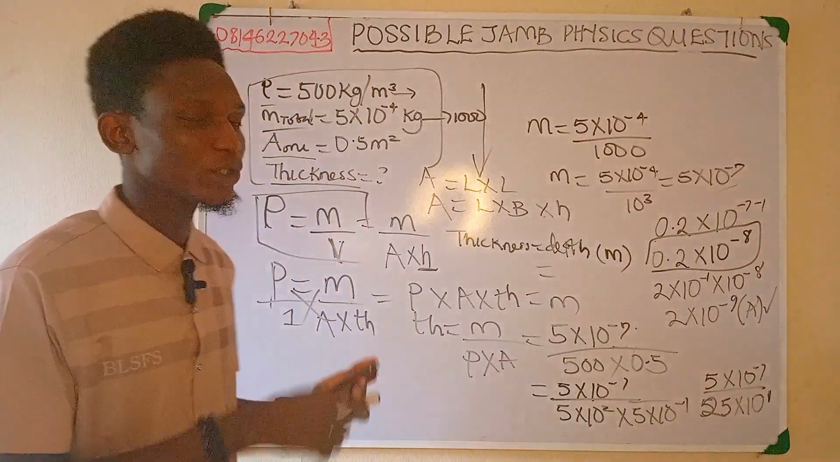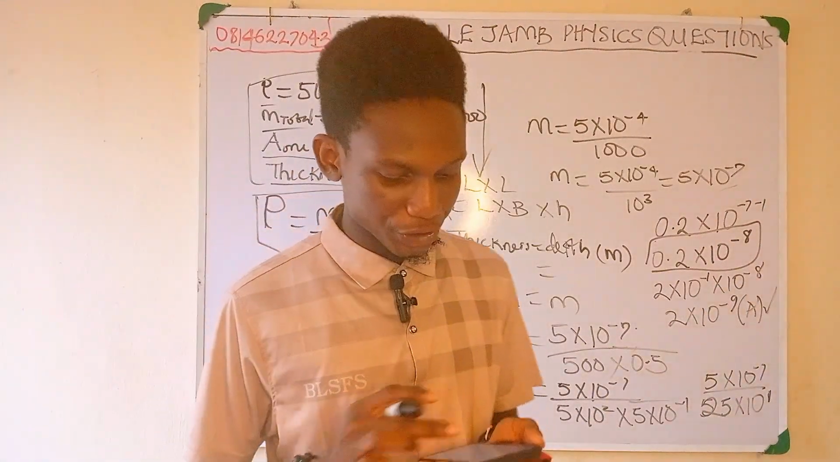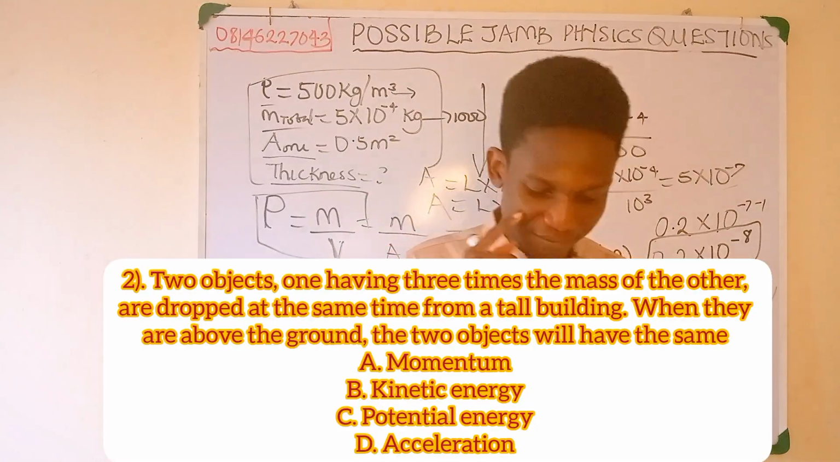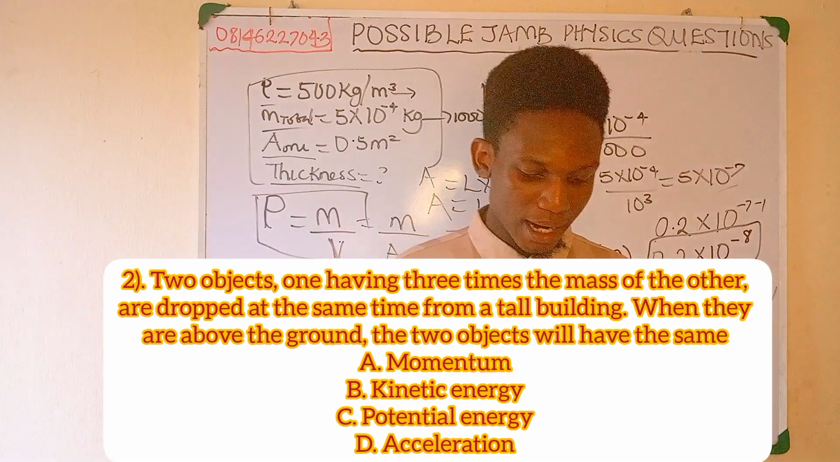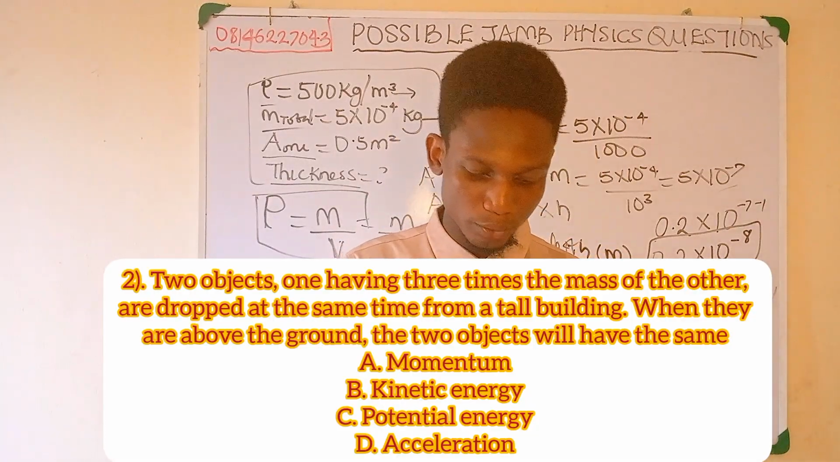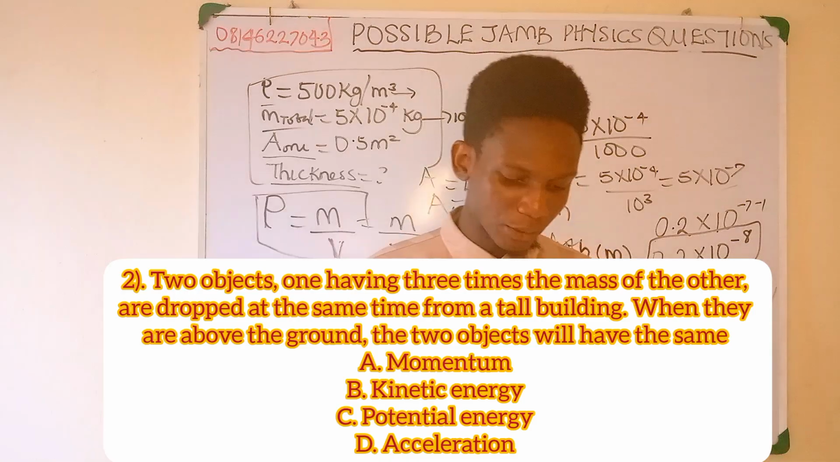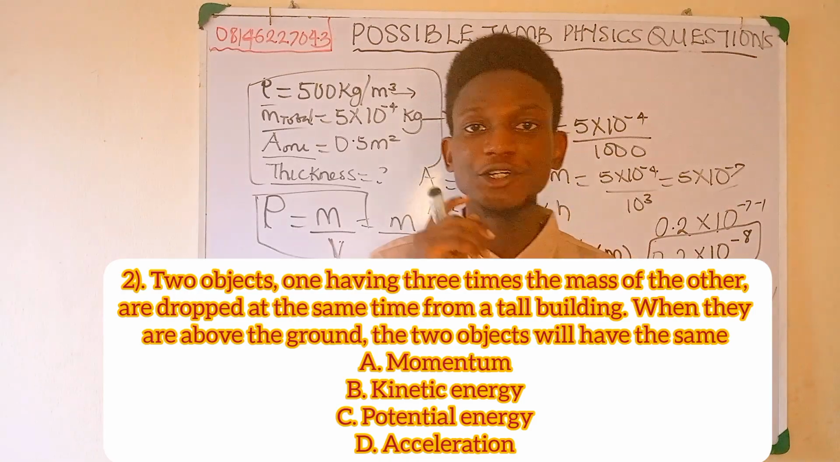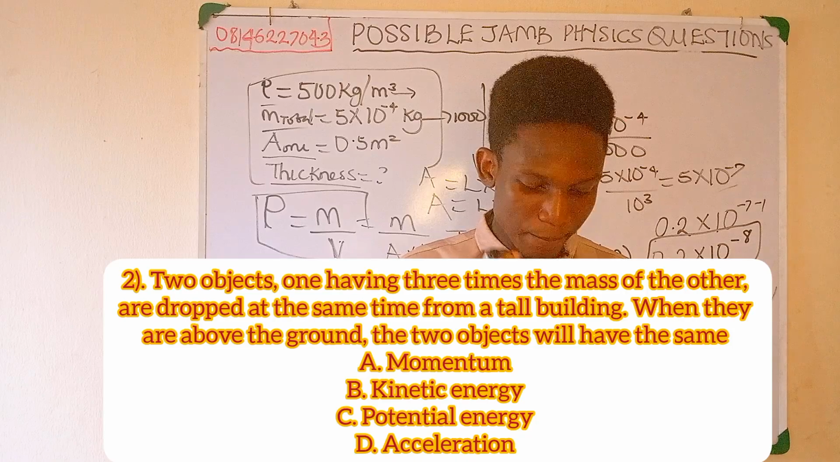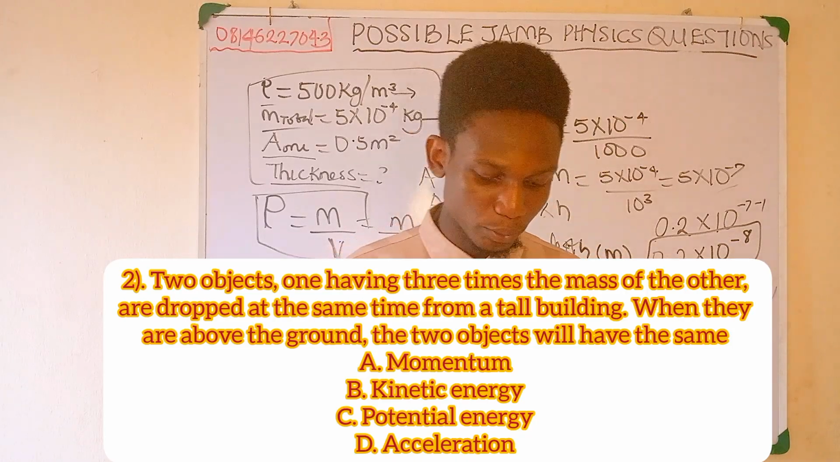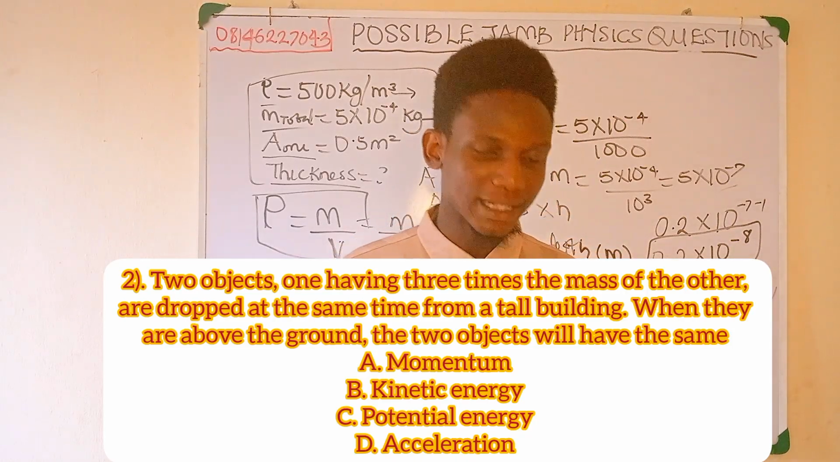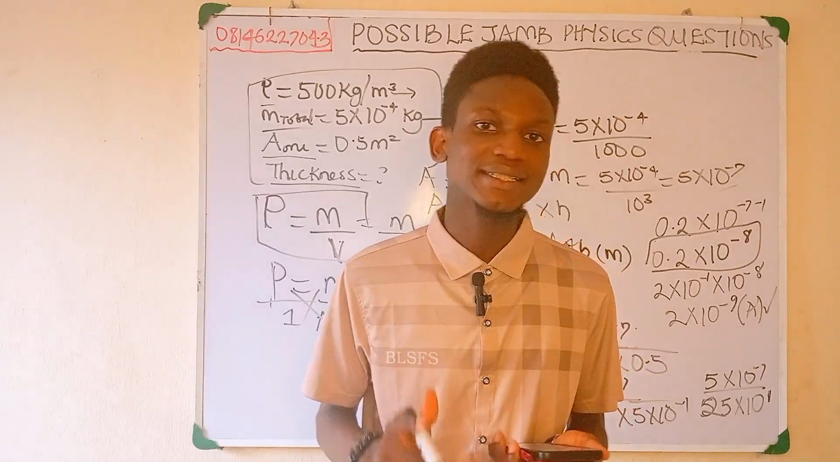All right, so that's the first question. Let's quickly examine the second question. It says two objects, one having 3 times the mass of the other, are dropped at the same time from a tall building. When they are above the ground, the two objects will have the same: A, momentum; B, kinetic energy; C, potential energy; and D, acceleration. So the correct answer is acceleration.